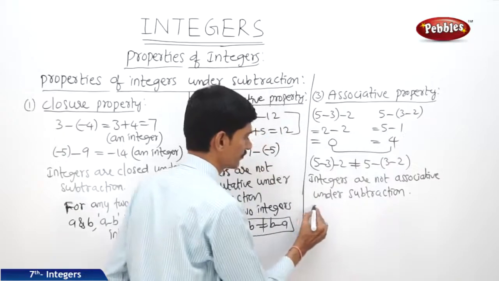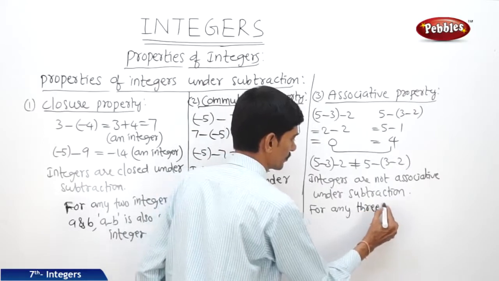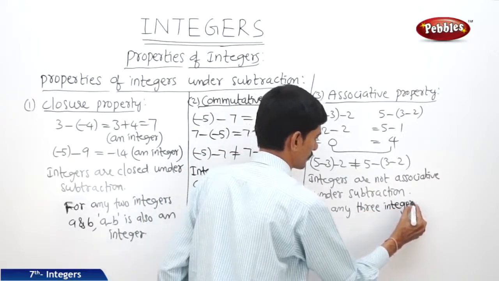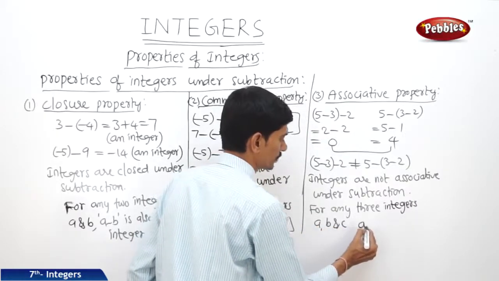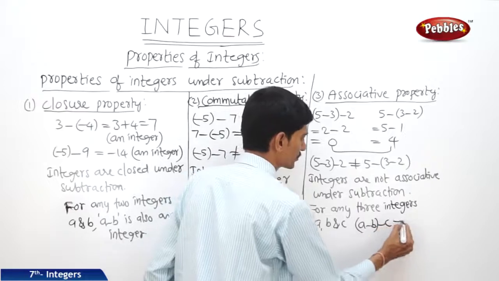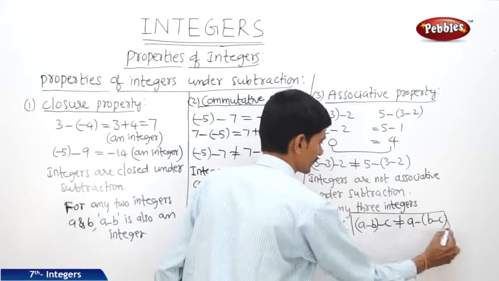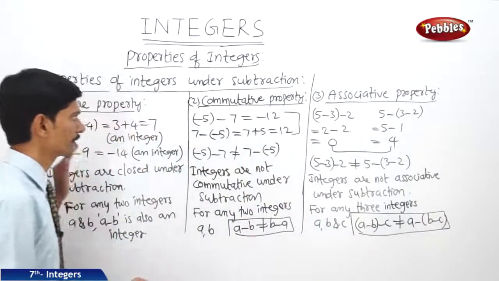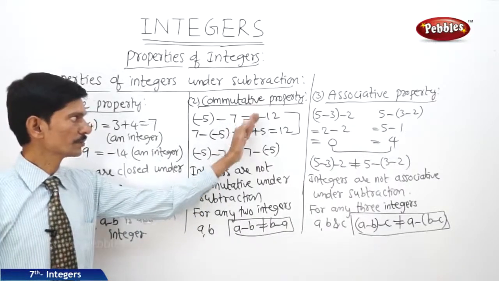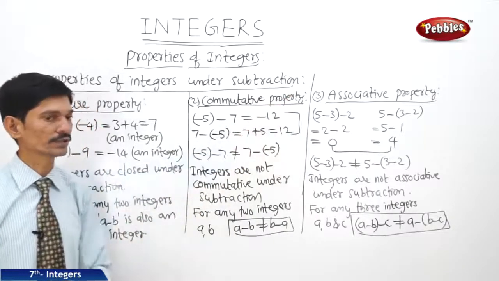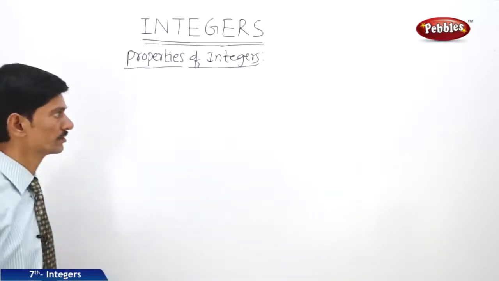So we can write for any three integers a, b and c: a minus b of minus c is not equal to a minus of b minus c. So your integers follow the closure property under subtraction, but do not follow the commutative property as well as associative property under subtraction. Now let us see the properties of integers under division.